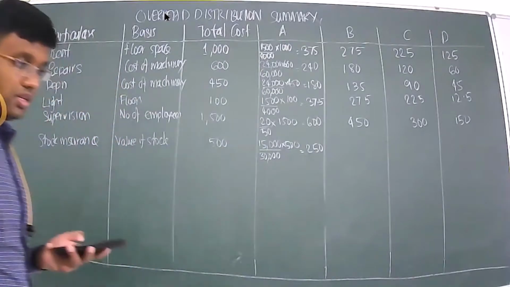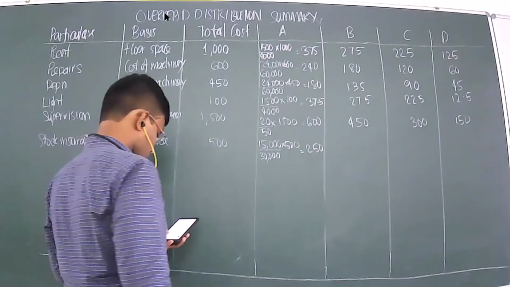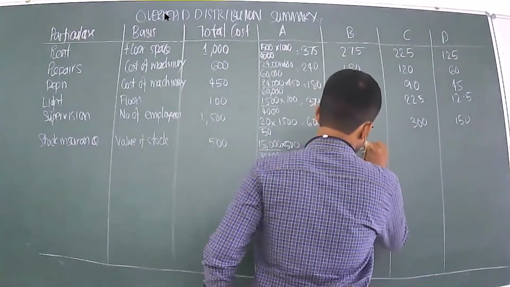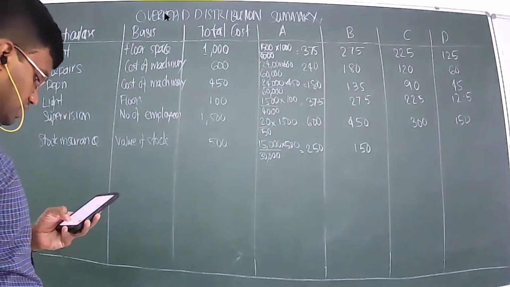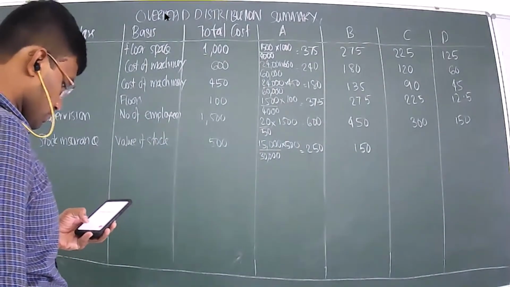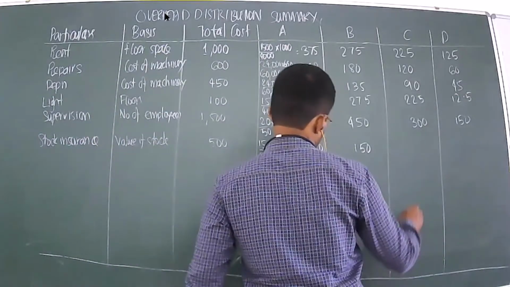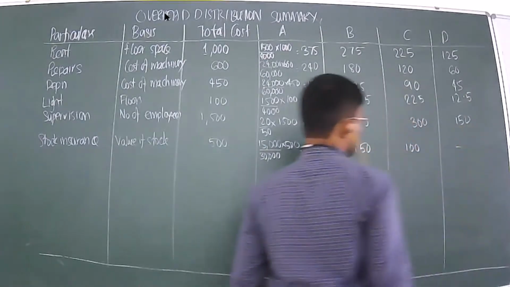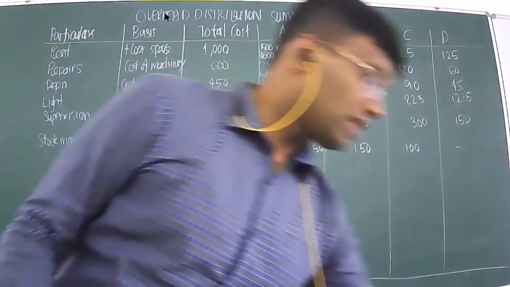Next one, 9,000 divided by 30,000 into 500. This will be 150. Next one will be 6,000 divided by 30,000 into 500, and this one will be 100. And for D, we will not have any insurance to be apportioned because it does not have any stock, which is the last one.